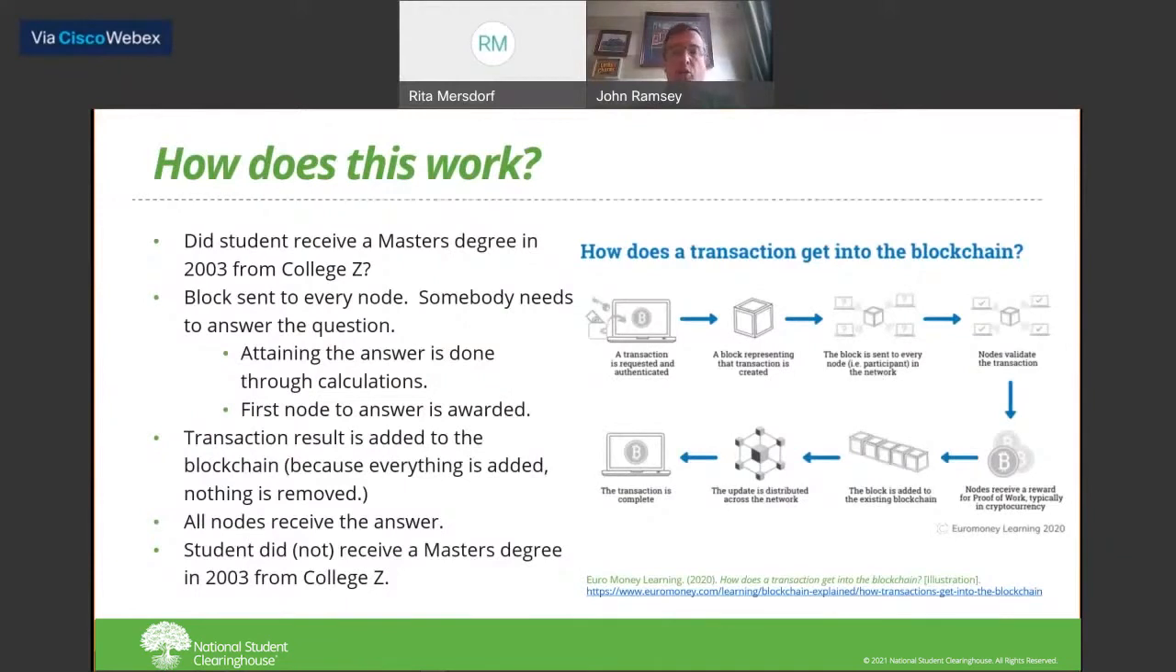So how does this work? Now we're going to go back to that example as far as that student receiving a master's degree. So there's a future employer who wants to know, did John receive a master's degree in 2003 from College Z? So the student has the authority to allow the future employer to validate this without going through a middleman. You don't have to go back to all of the schools. The schools have already provided the data as an authoritative data source, and I can let the employer know immediately if I have that degree or not.